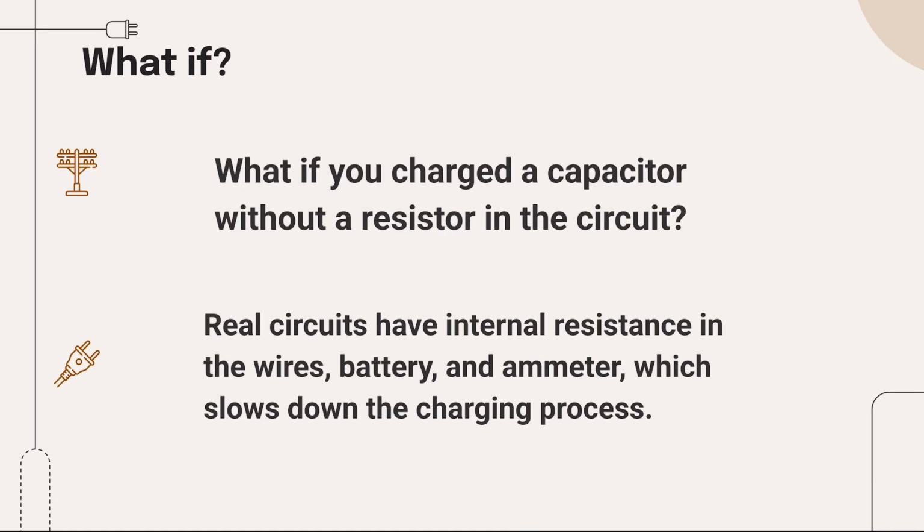Now let's address the question, what if you charge the capacitor with no resistor in the circuit? In an ideal model, the capacitor would charge instantaneously because there's no resistance to limit the current. However, in real life, the capacitor doesn't charge instantly. When we connected the capacitor directly to the battery and ammeter, it took 9 seconds to charge. This is because real circuits have internal resistance in the wires, battery, and ammeter, which slows down the charging process.